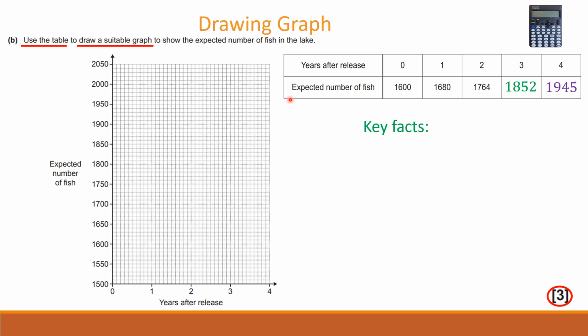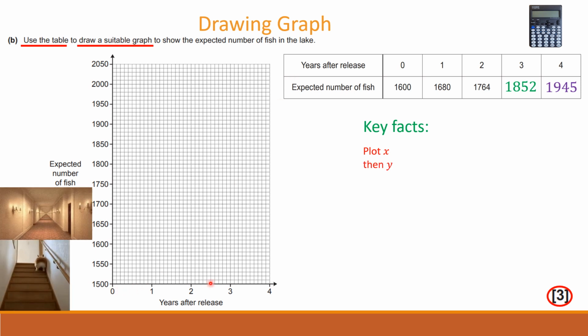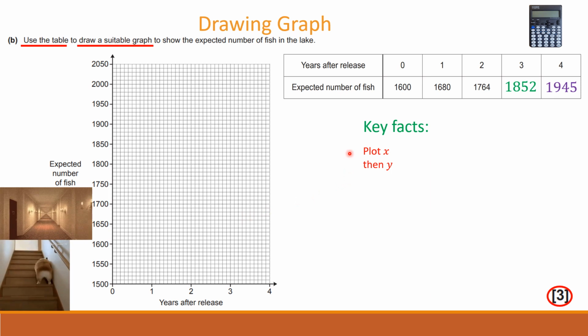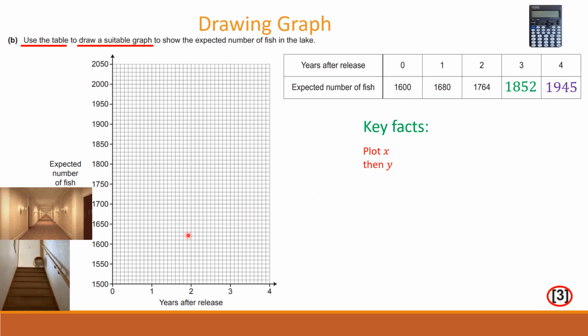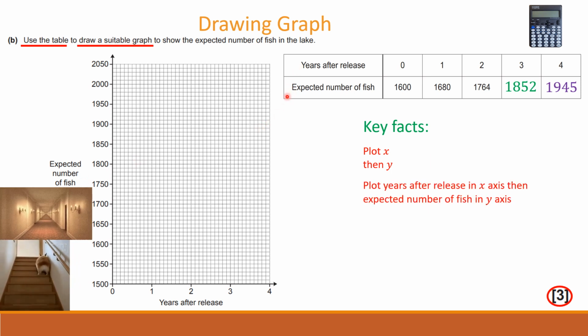The key facts of this question are that you're going to be plotting in your x-axis first. So your x-axis is the one coming along the x-axis, in this case the years after release, which is the value at the top here, years after release. Remember, we go along the corridor and then we go up the stairs. So we plot x, then we plot y. So up the stairs we have got the expected number of fish. So we're plotting the years after release against the expected number of fish.